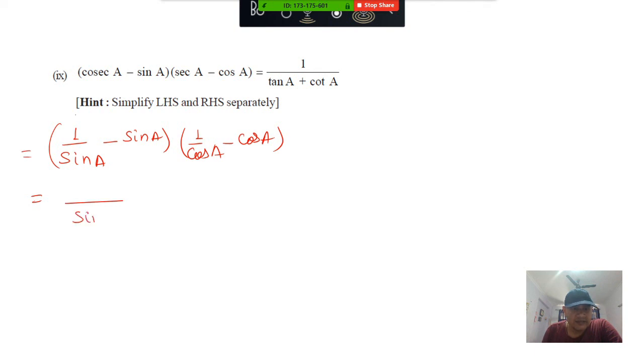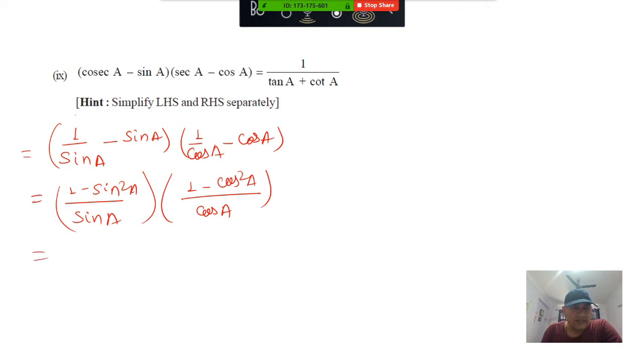This is our sin A in the denominator, and the numerator is 1 minus sin square A. This is the first term here. And for the second term, we take LCM as cos A, and this becomes 1 minus cos square A. 1 minus sin square A can be written as what? Now you might have just got it. This is cos square A. So the numerator is cos square A. And this 1 minus cos square A can be written as what?